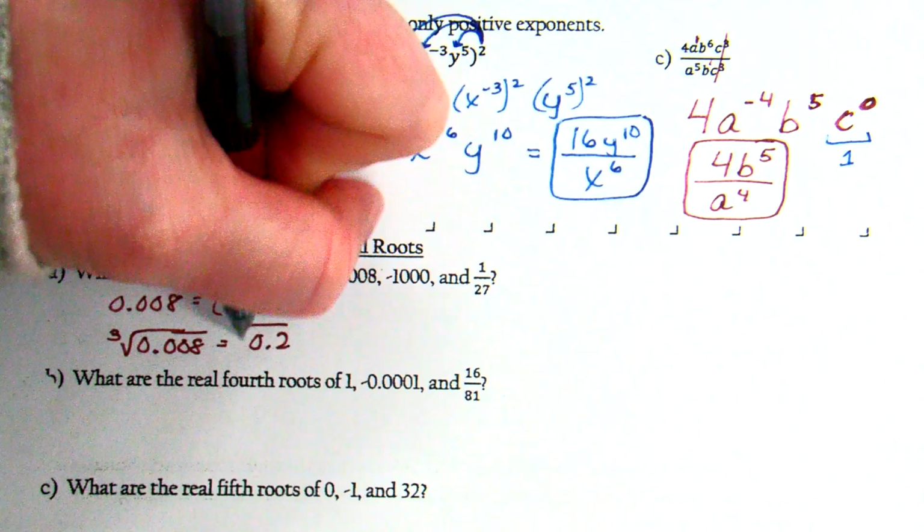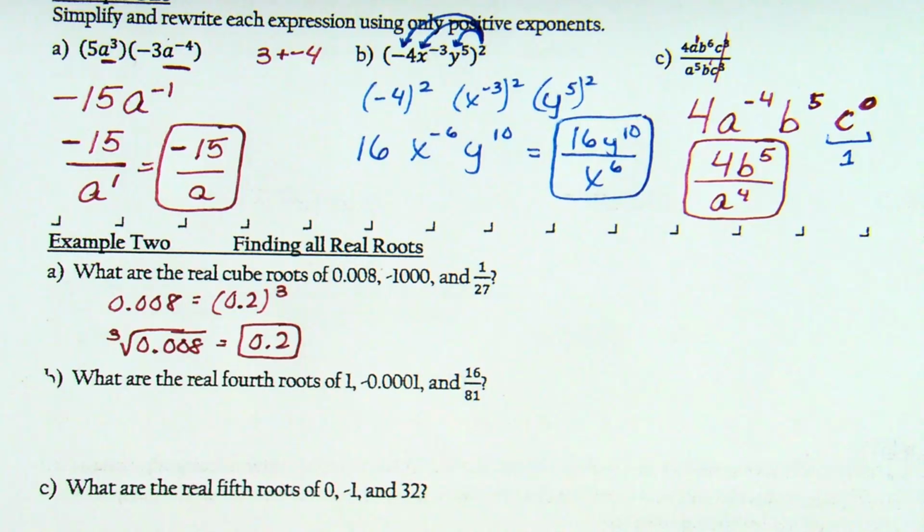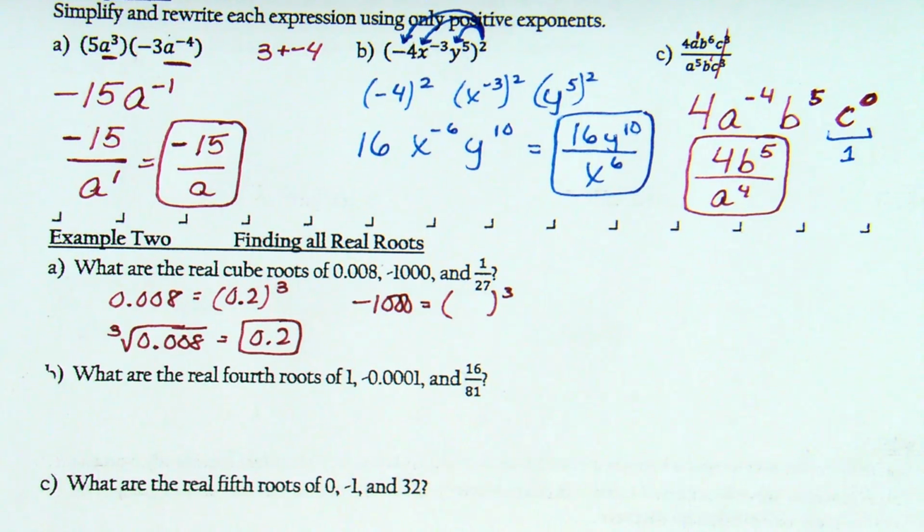Check myself. Can you multiply it together? 0.2 times 0.2 times 0.2? Just trying to give you thoughts here. Okay. Next one we're doing is cube root of negative 1,000. So what you're asking yourself is what can I multiply together 3 times to get negative 1,000? Think about it, guys. Does that make sense?